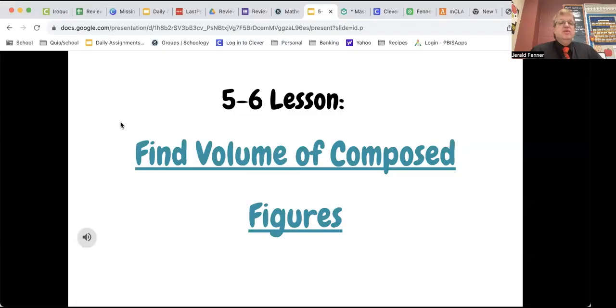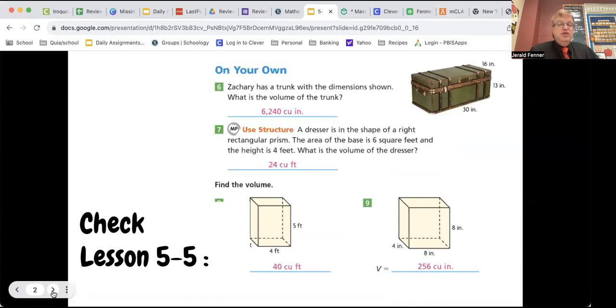So let's get started. We are going to be in lesson 5-6, which is our very last lesson, before we actually start to review for our test, which will be on Friday. But before we do that, let's turn to page 115, 116, and check your answers. So please check over your answers.